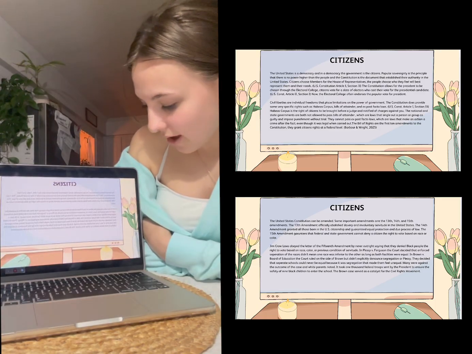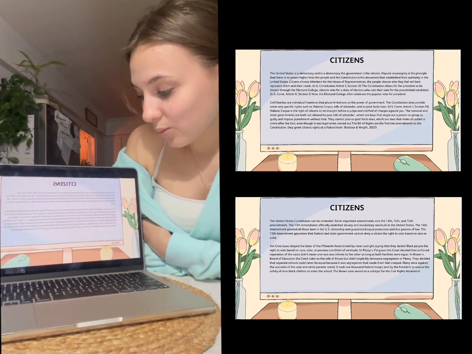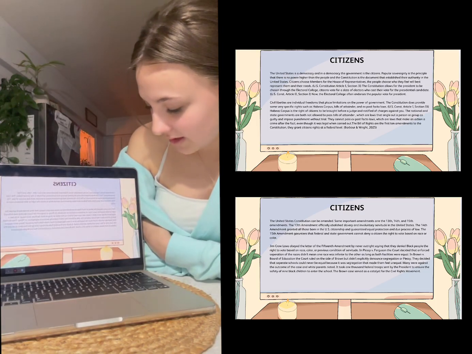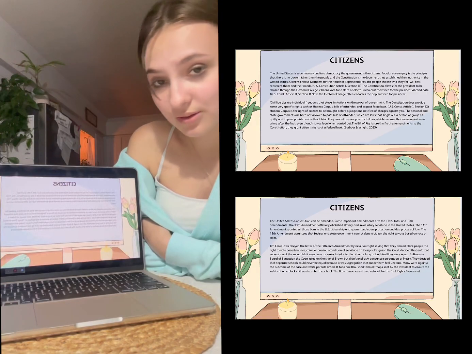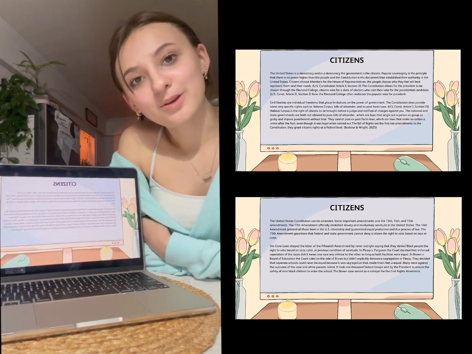Many were against the outcome of the case, and white parents rioted. It took 1,000 federal agents sent by the president to ensure the safety of 9 Black children to enter the school. The Brown case served as a catalyst for the Civil Rights Movement.